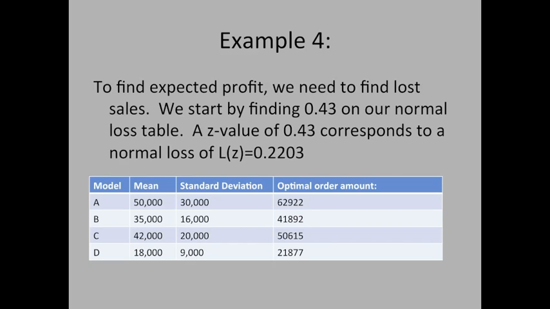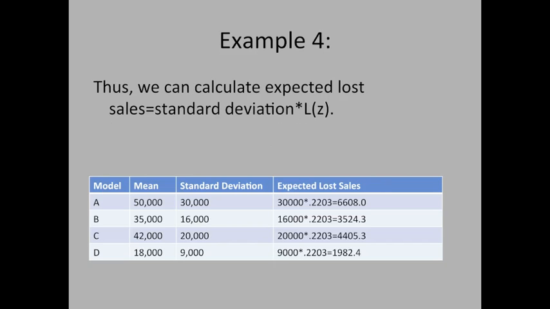It means that the expected sales we're going to lose by not having enough is about 0.22 times our standard deviation. And thus, using the standard deviation as well as the normal loss amount, we're able to find the expected loss sales for each model. So 30,000 multiplied by 0.22 gives us a little over 6,600. 16,000 times 0.22 gives us about 3,520. So we can calculate the expected loss sales for each of these models.